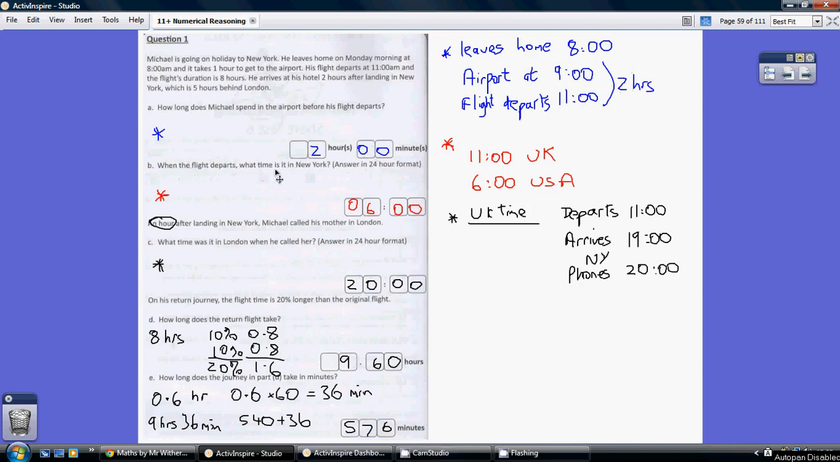When the flight departs, what time is it in New York? Well, we know the flight departs at 11 a.m. UK time. We're told that in New York it's 5 hours behind London time. So what's 5 hours before 11? Well, it's 6 o'clock. So 24-hour clock, 0600.